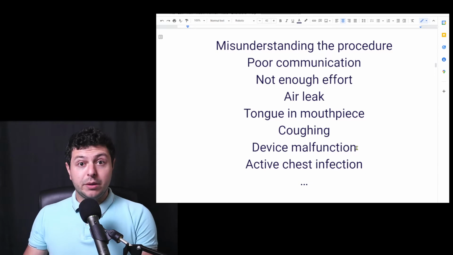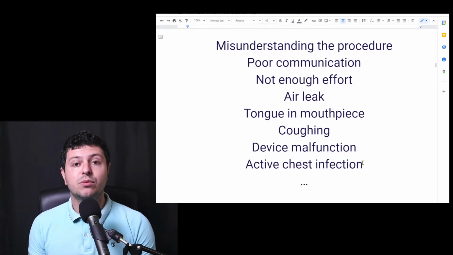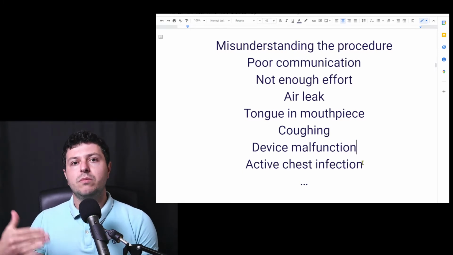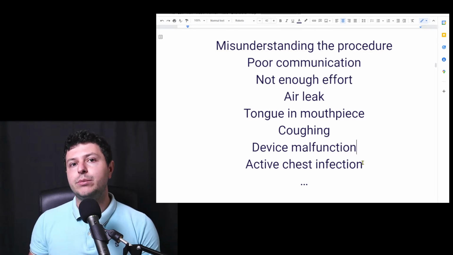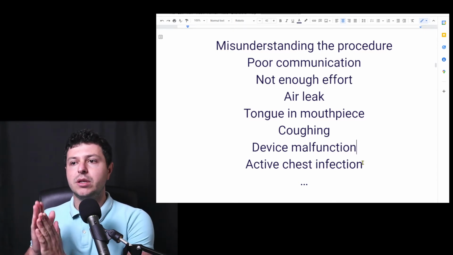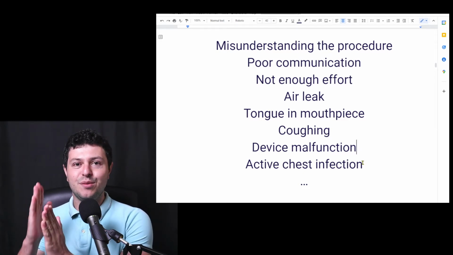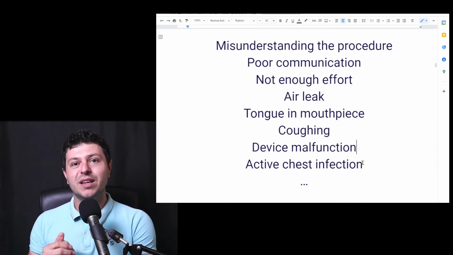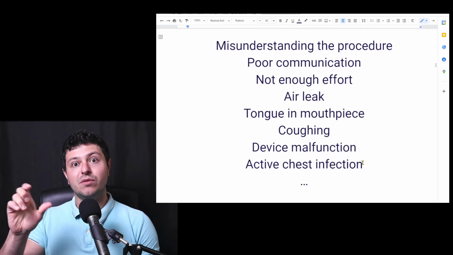The device may malfunction or it may not be well calibrated. This is another thing that's quite important. Lung function labs, especially those that do hundreds of these tests every week, need to calibrate their machines, because you can imagine if the machine is measuring 5 liters on Monday and then it shows 5.5 liters on Friday, it's probably not good because patient care might be affected because of wrong measurements.